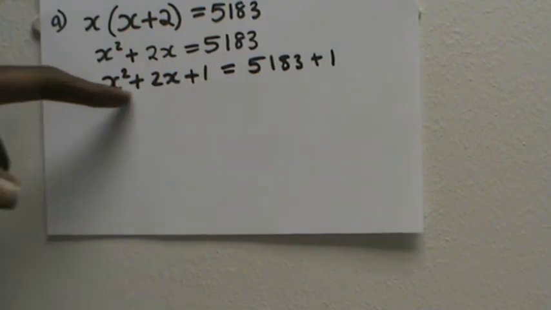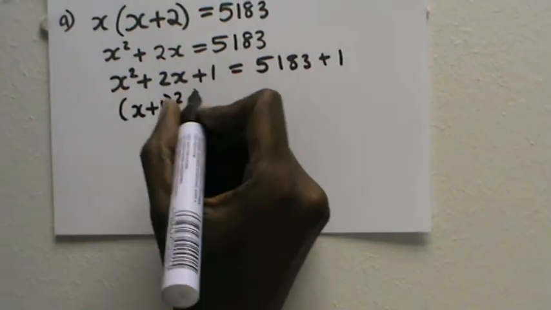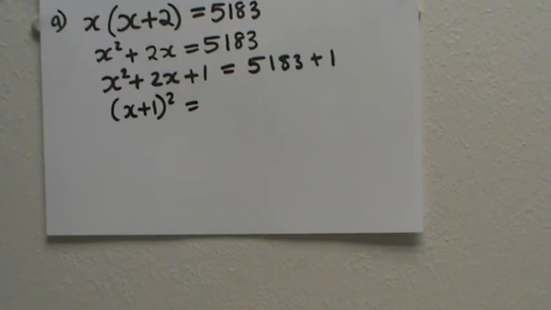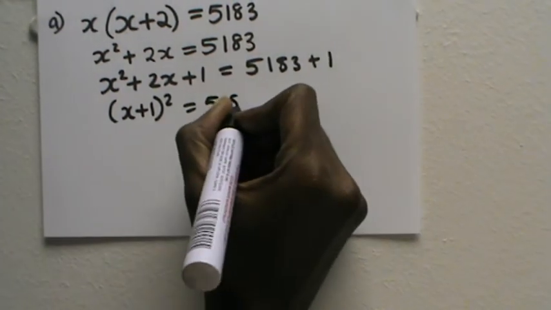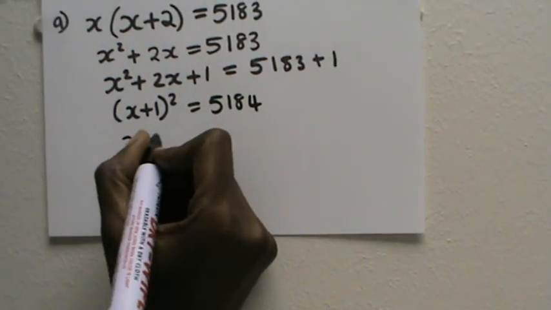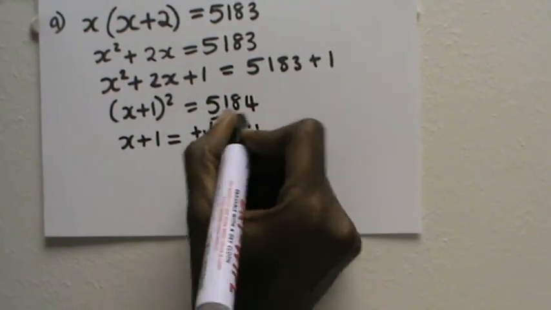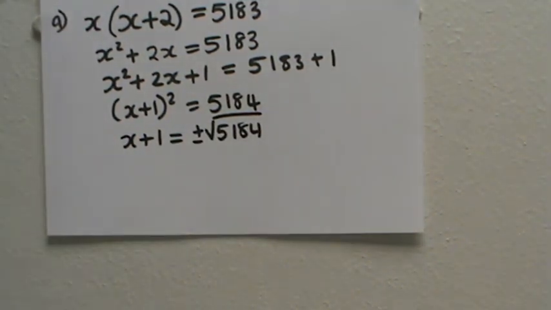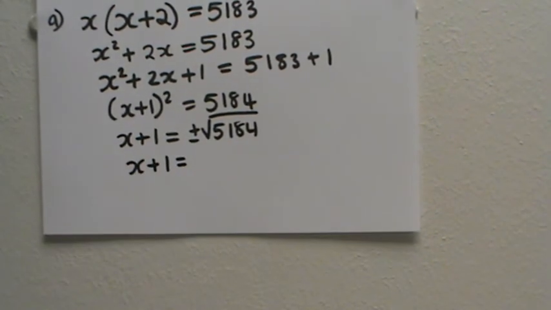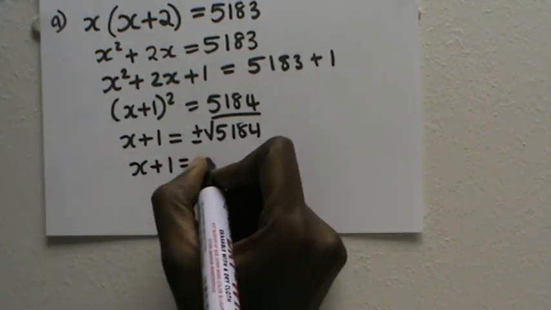Now this is a perfect square. I can factorize it. So this is x plus 1 squared, and then this, just two numbers that I can add and see what I get. So this is 5184. Take the square root on both sides. I have x plus 1 is equal to plus or minus the square root of 5184. Okay, so when you take the square root, you have x plus 1 equal to plus or minus 72.